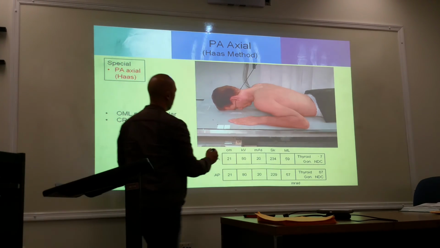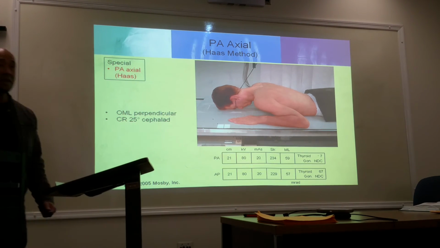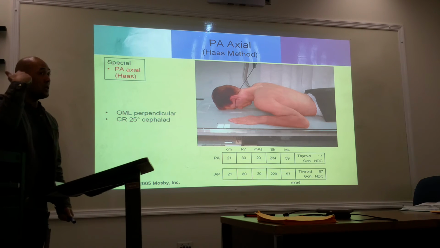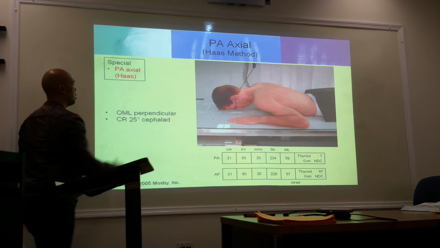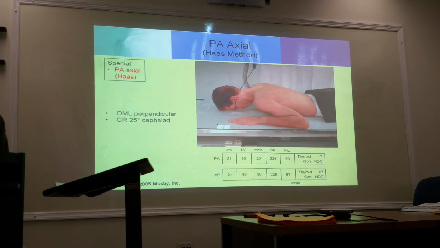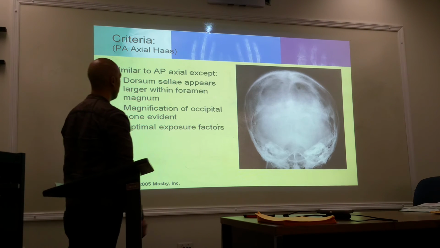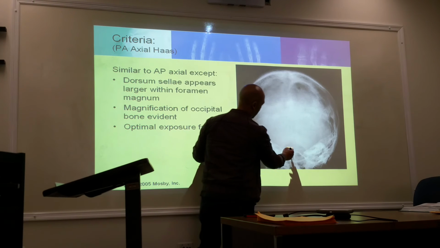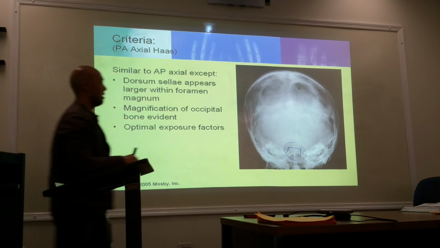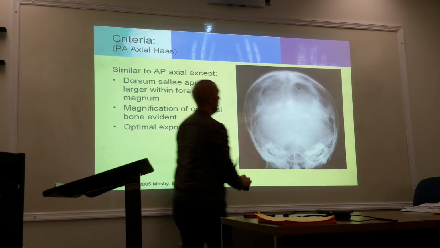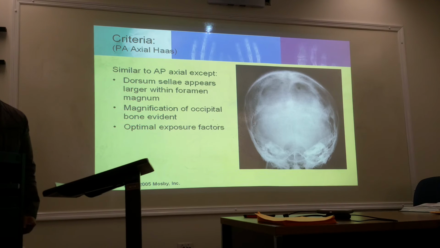Which line are we using here? The outer canthus to the ear hole, the orbitomeatal line. Your OML is perpendicular, and the central ray is going to be 25 degrees cephalad. Similar to the AP axial. The dorsum sellae is going to be sitting within the foramen magnum. You see the dorsum sellae? There it is. The dorsum sellae sits within the foramen magnum.